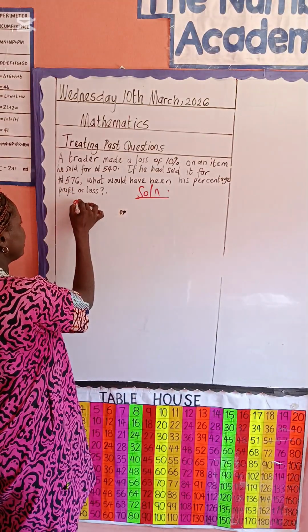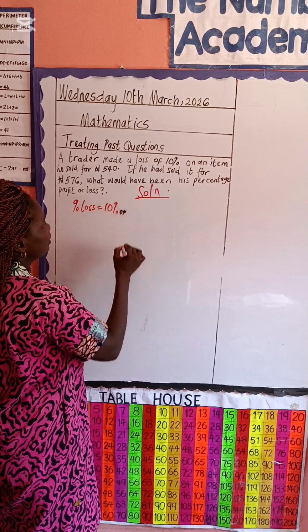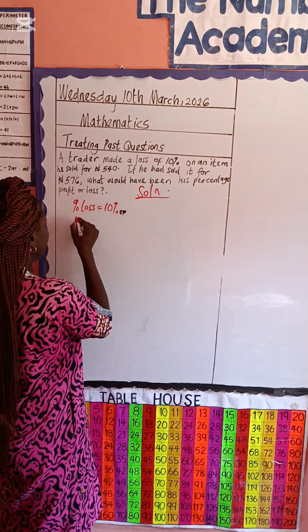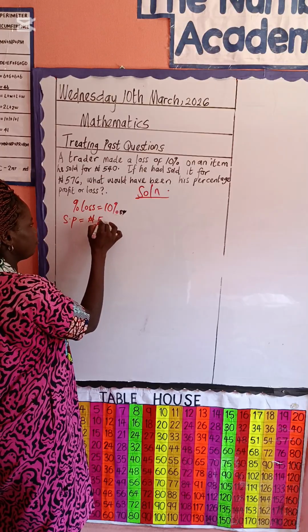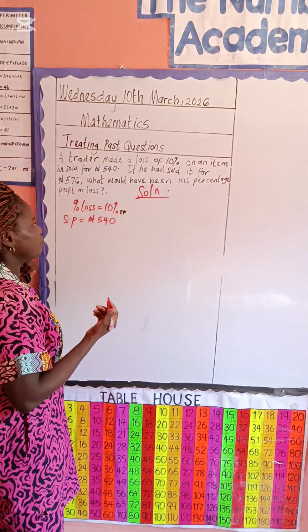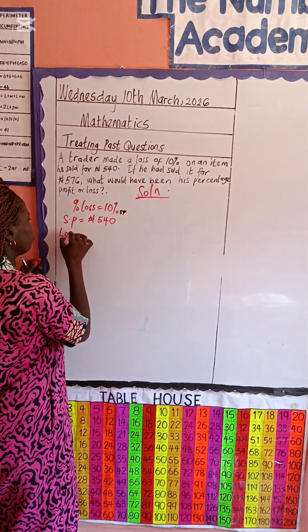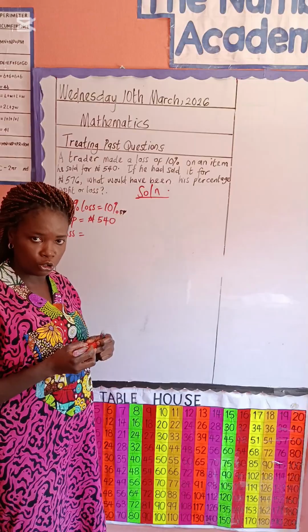We're given the percentage loss. His percentage loss is 10%. And we're given the selling price. The selling price is 540 naira. Let's solve. Were we given the loss? No. If we are given a percentage loss, it means a loss took place.